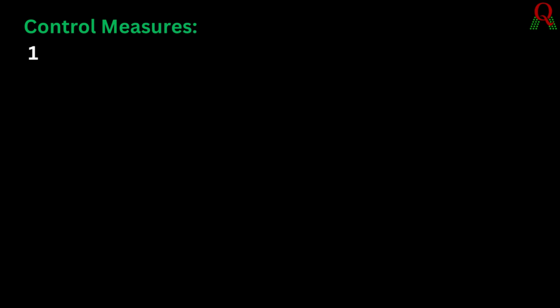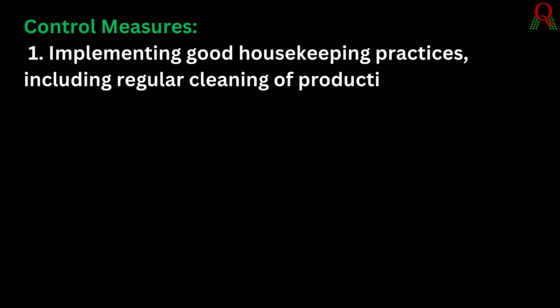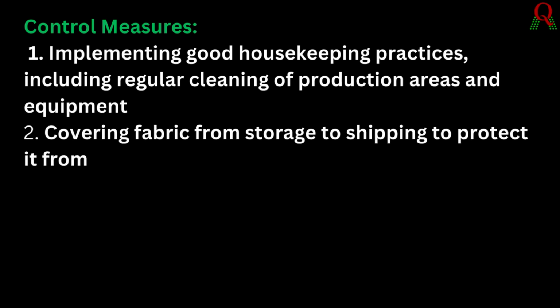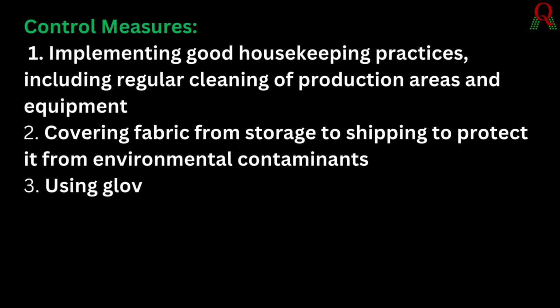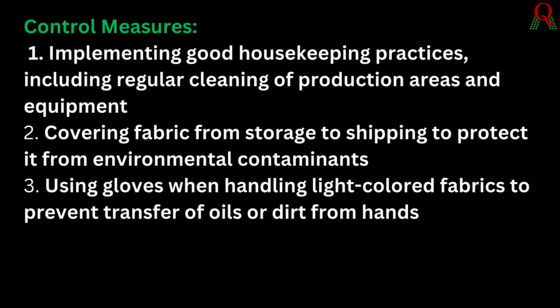Control measures: implementing good housekeeping practices, including regular cleaning of production areas and equipment. Covering fabric from storage to shipping to protect it from environmental contaminants. Using gloves when handling light-colored fabrics to prevent transfer of oils or dirt from hands.